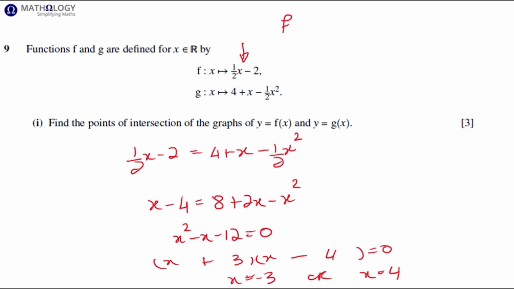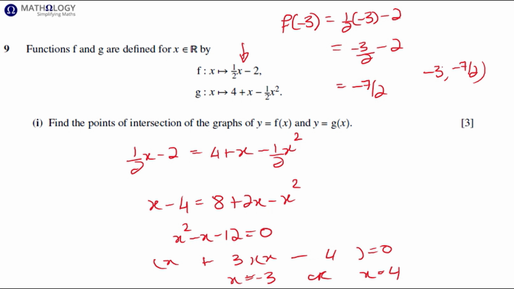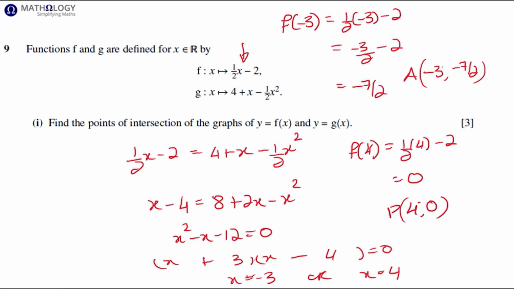So f of minus 3 equals a half times minus 3 minus 2. Minus 3 over 2 minus 2, which equals minus 7 over 2. So the first point of intersection is minus 3, minus 7 over 2. And the second point of intersection is when x equals 4. I'll have a half times 4 minus 2. 2 minus 2 equals 0. So the second point of intersection is the point 4, 0. And we'll just call these points A and B.